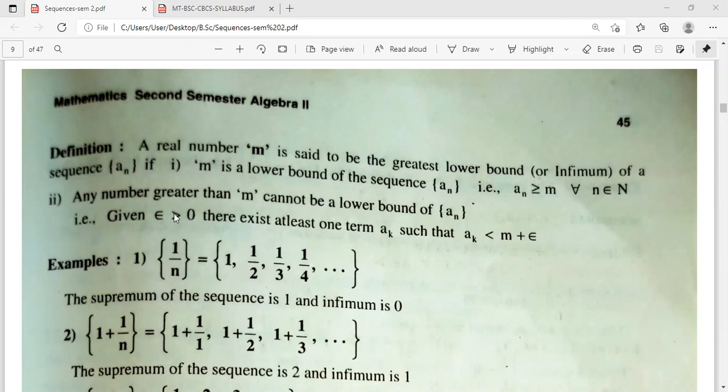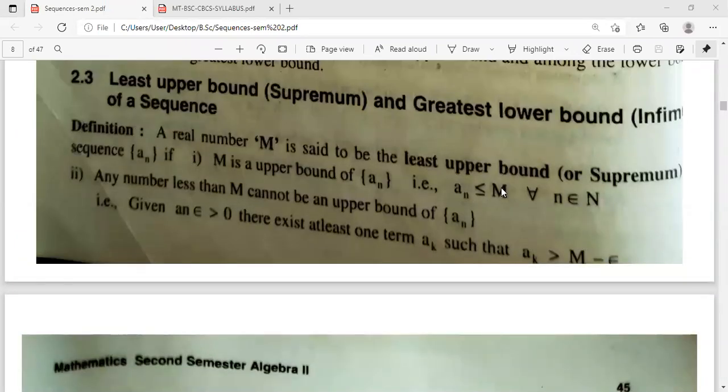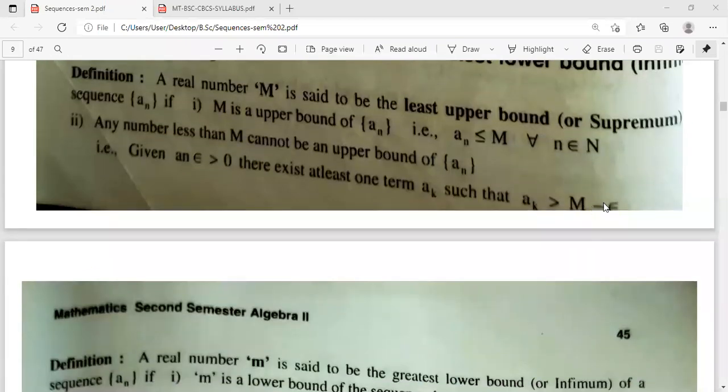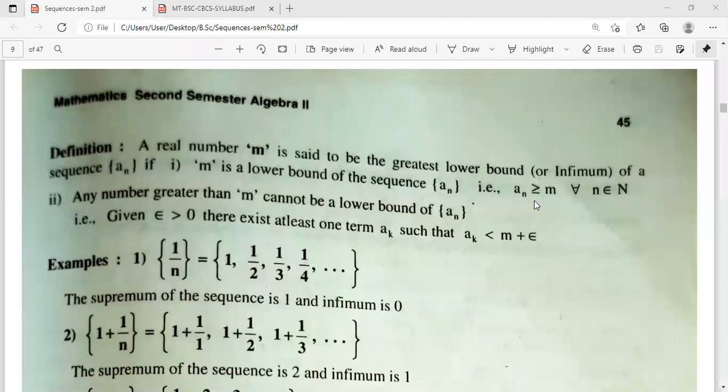Now, the second one: any number greater than m cannot be the lower bound of the sequence. How do you have to remember this? Already I told you, less than, greater than, or equal to: take those three. Greater than or equal to is there. If you take the three, what is the remaining one? Less than. In the previous case also, an less than or equal to M is there. Remember less than, greater than, or equal to. Here an less than or equal to M is there, so the remaining one out of the three is greater than, which you get here: ak greater than M minus epsilon. That is the way you have to remember. Here also an greater than or equal to m is there, and the third one, less than, is not there.